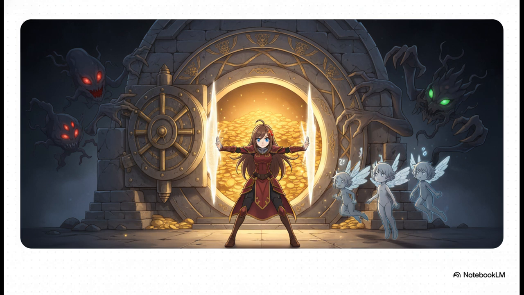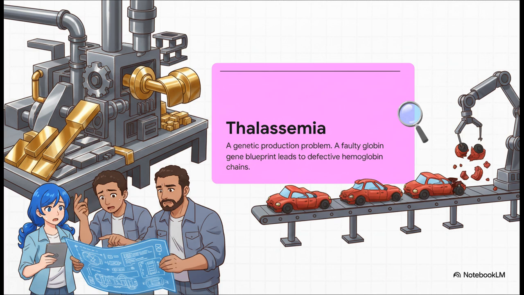It's a defense mechanism. Okay, next up, thalassemia. Here, the problem is entirely different. Let's go back to our factory analogy. The factory is overflowing with raw materials, plenty of iron. But the blueprint, the actual genetic code for the globin chains, is faulty. The assembly line is just making defective products.